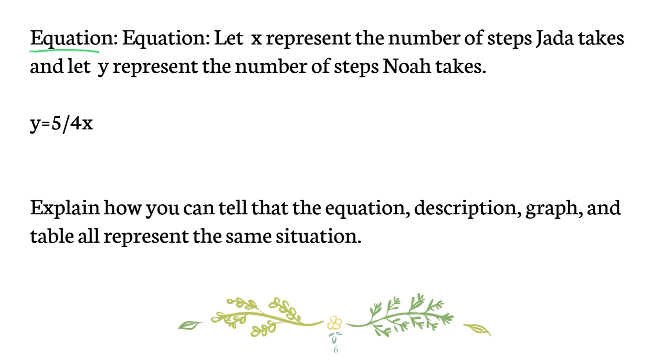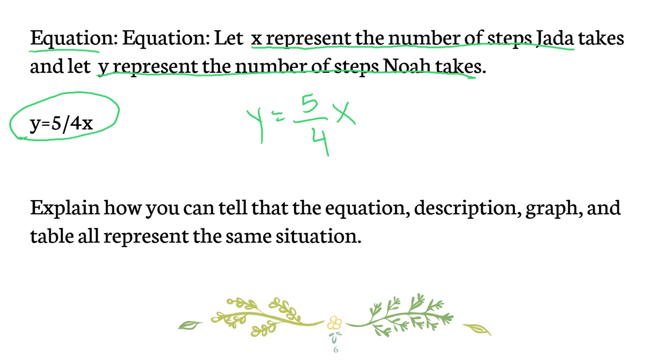So the equation says to let x represent the number of steps Jada takes, and let y represent the number of steps Noah takes. So our equation then is y equals 5/4x, because for every one step that Jada takes, Noah takes 5/4. So he's taking more steps.